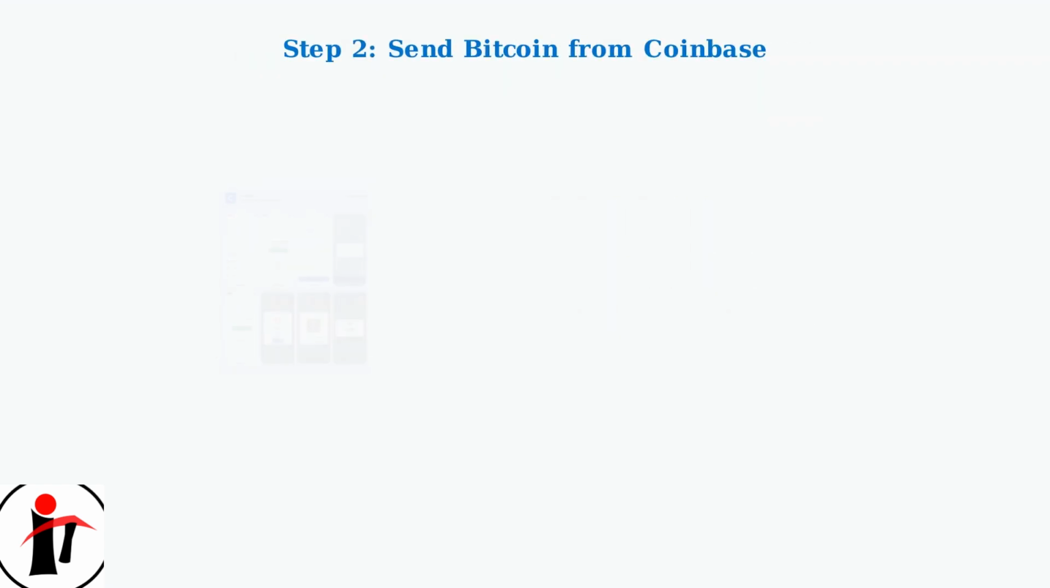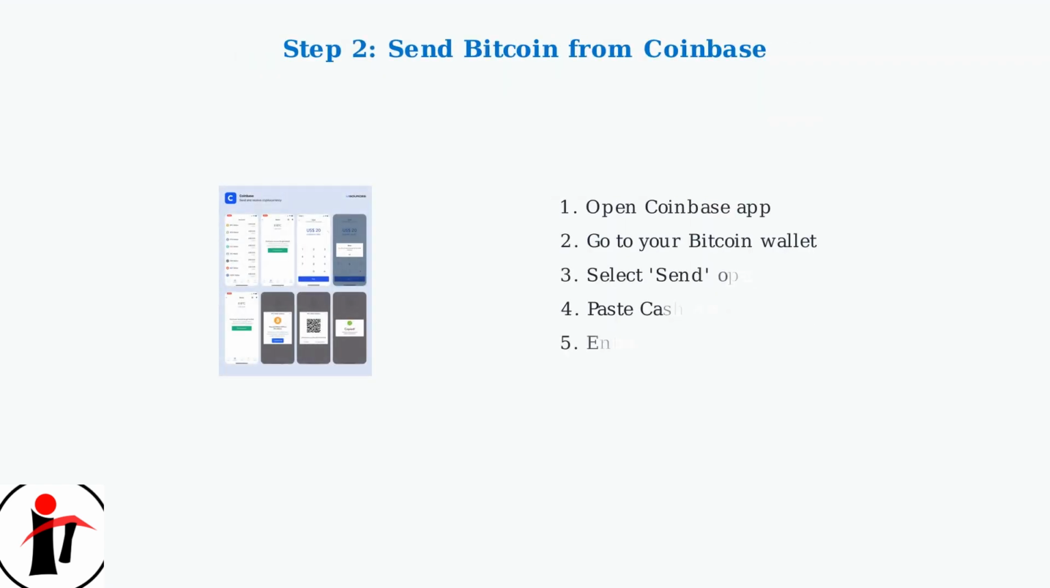Step 2. Send Bitcoin from Coinbase. Open your Coinbase app and navigate to your Bitcoin wallet. Select the Send option, then paste the Cash App Bitcoin address you copied in Step 1. Enter the amount you want to transfer.